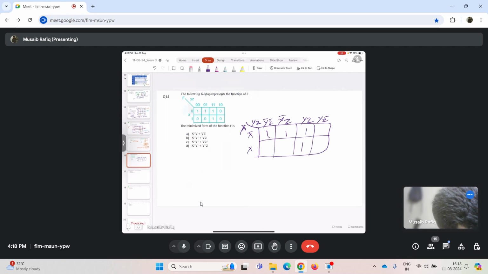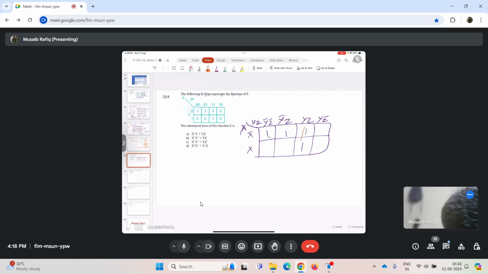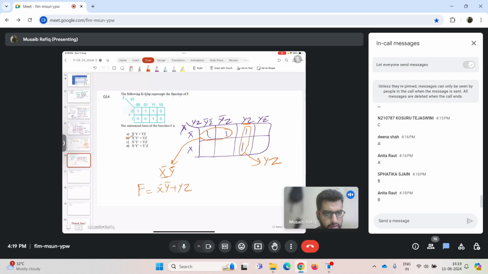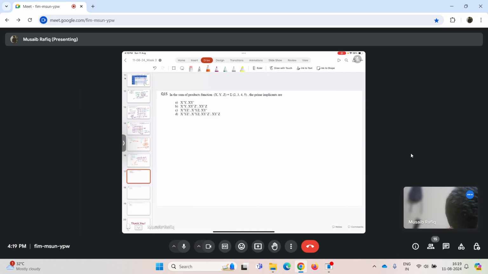So basically you can construct two pairs out of this. One is this one, other is this one. So the contribution of this is yz, right? This part, and the contribution of this is x bar and y bar. So my minimized function will be f is equal to x bar y bar plus yz. So option B is the correct answer. This was a pretty trivial question. By now you should be very well versed with this.